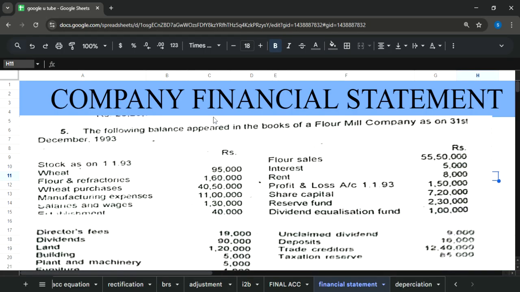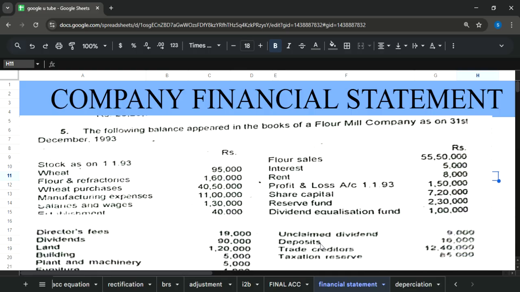After unclaimed dividend, we have deposit. Now again, it is possible that we have deposited this amount in our bank, or it may be possible somebody else has deposited this amount in our custody. So how would we decide whether it is favorable or unfavorable? Since these deposits are mentioned on the credit side, it would be considered our liability.